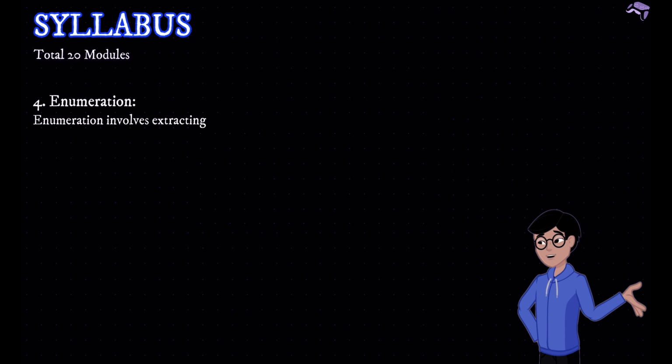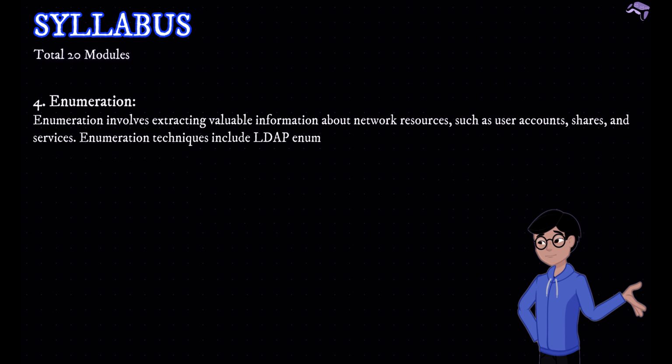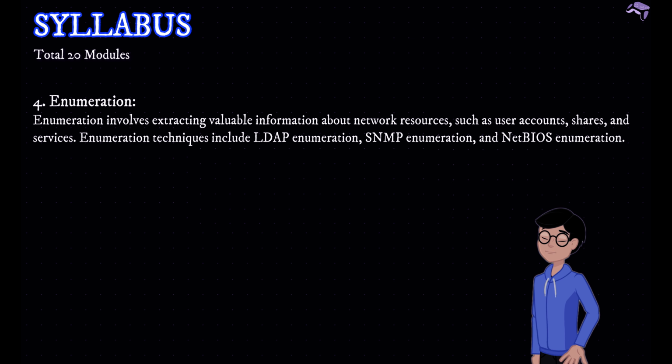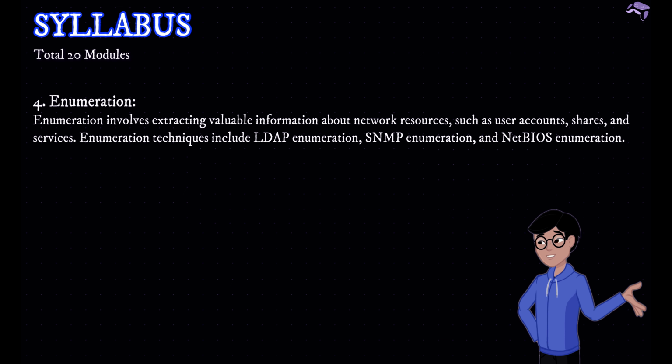Our fourth module is enumeration. Enumeration involves extracting valuable information about network resources, such as user accounts, shares, and services. This module covers enumeration techniques, such as LDAP enumeration and SNMP enumeration, as well as countermeasures to prevent unauthorized access to sensitive information.